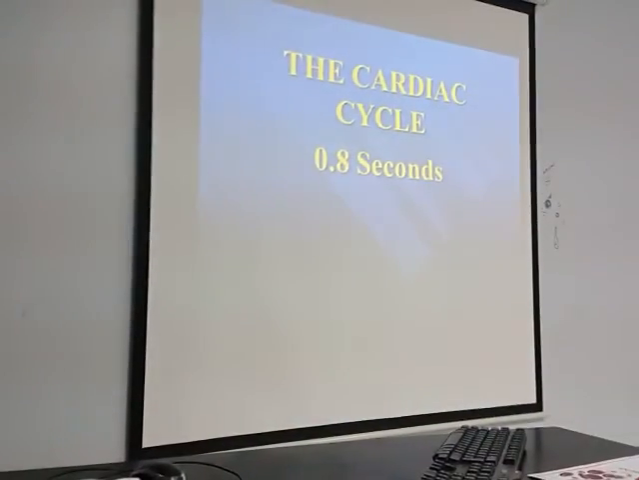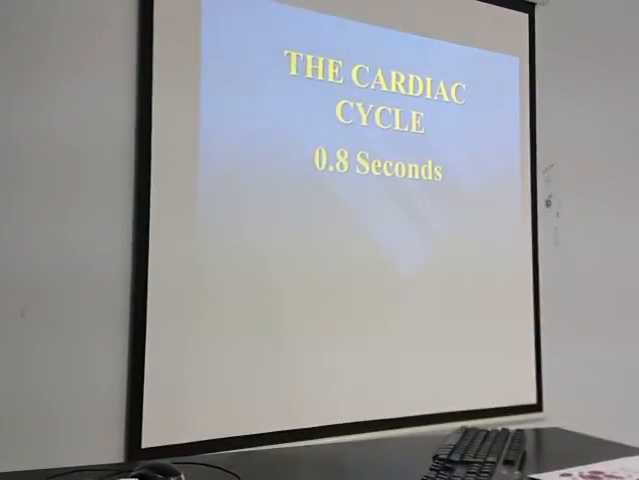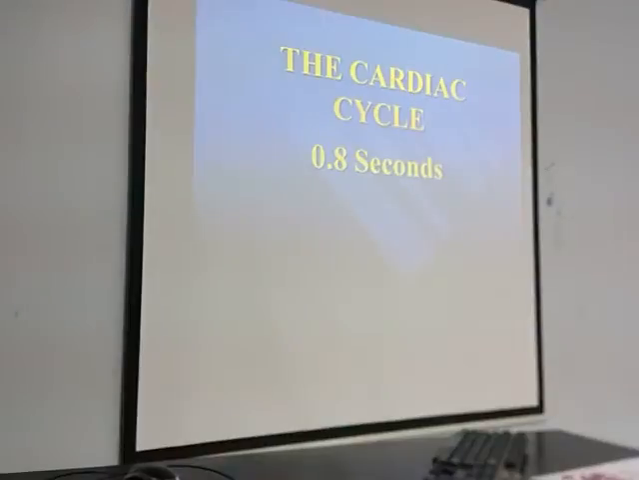Now, what is the meaning of the word cycle? Cycle means something which is beginning at one point, describing a whole circle, and coming back to the same point. That is a cycle, isn't it? Similarly, the heart is beating in this cyclical manner.